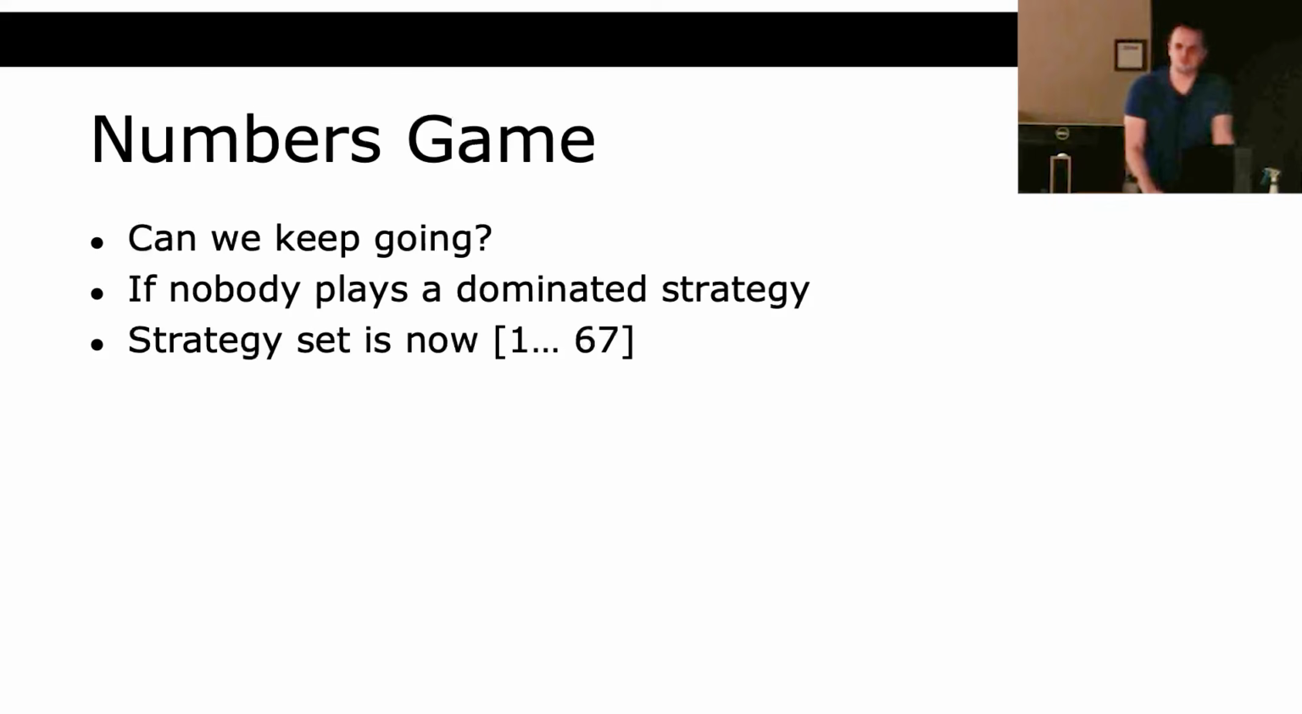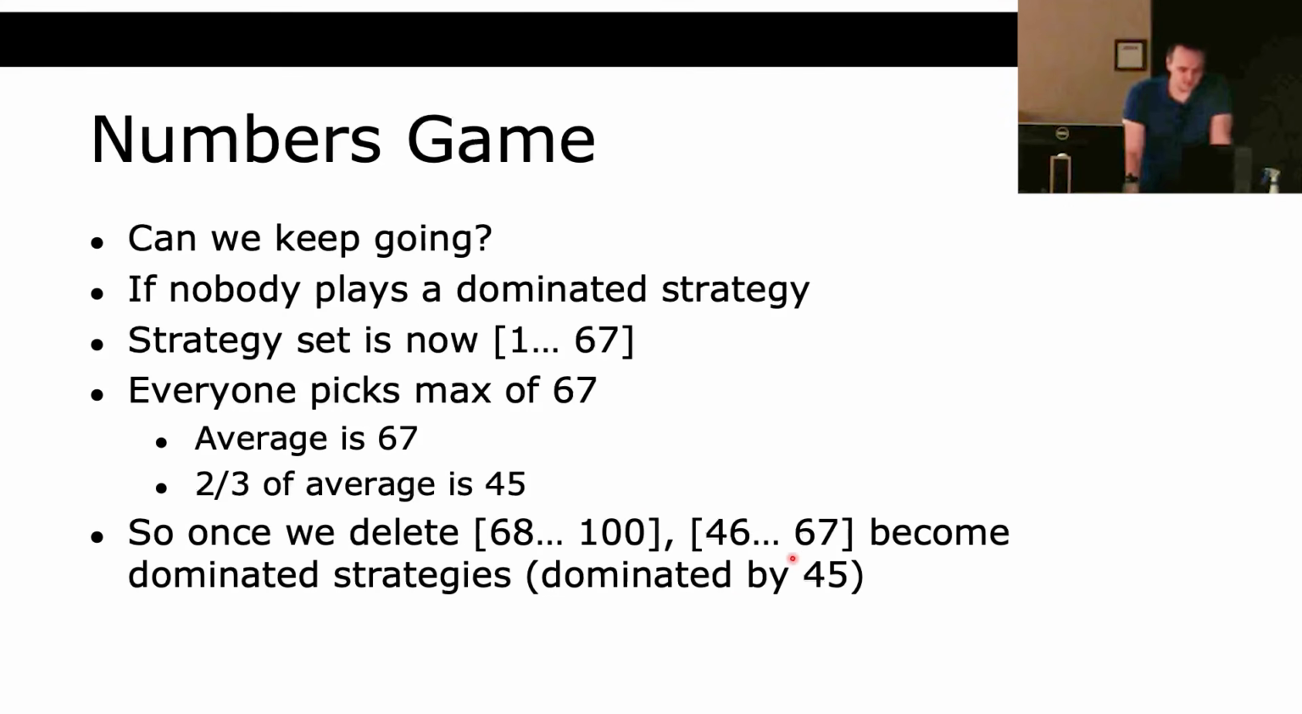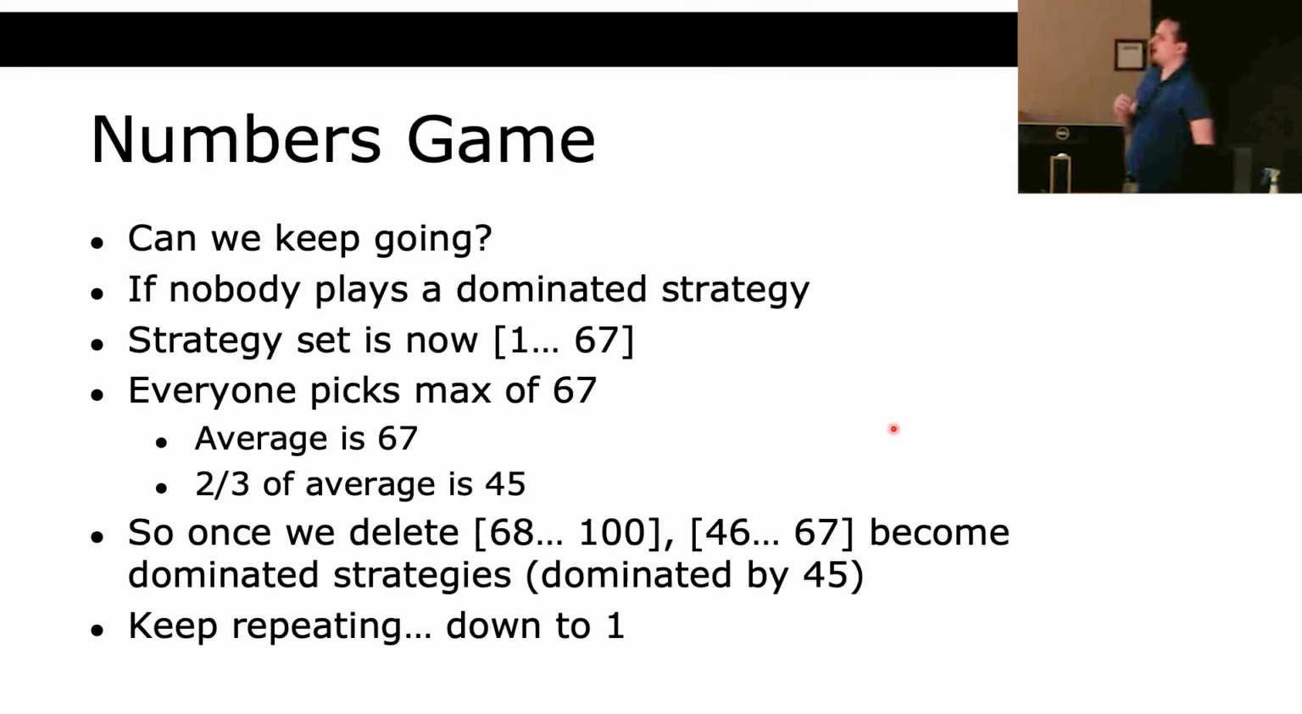But let's apply the same logic. If everyone chooses the max of the non-dominated strategies, the average is now 67, so two-thirds of the average is 45, and so 46 to 67 become dominated by 45 in that case. And we can just keep applying this recursively all the way down to 1 if we want to, right? Now, I've played this game a lot of times in a lot of different courses, and you might think that the correct answer, therefore, is 1.